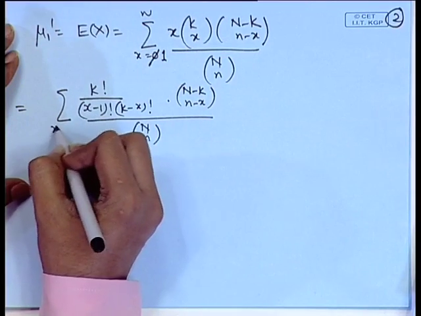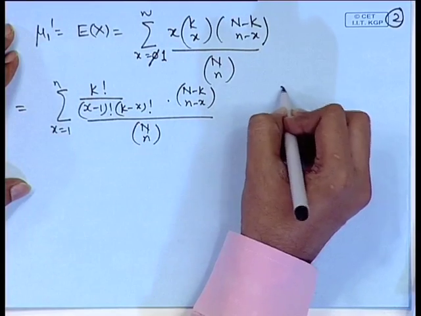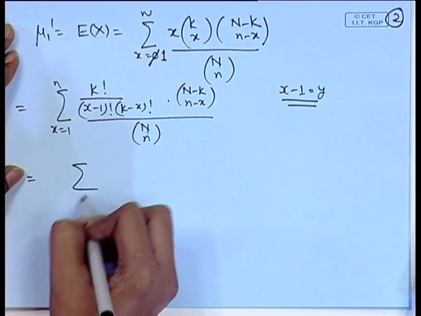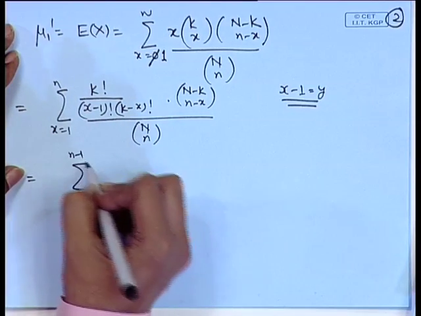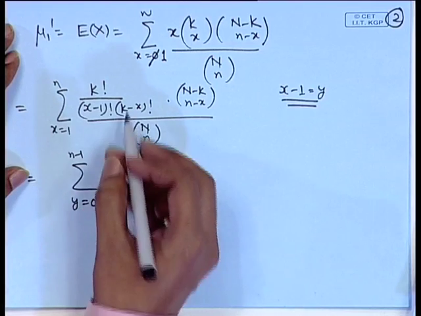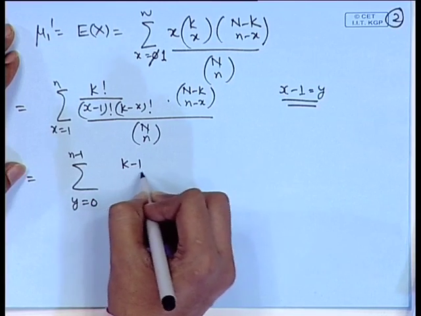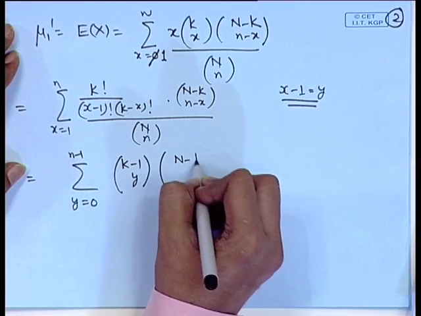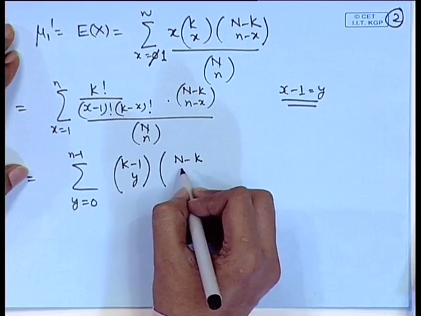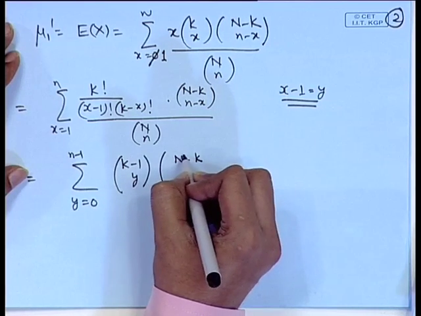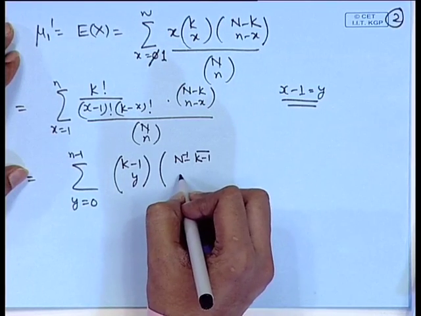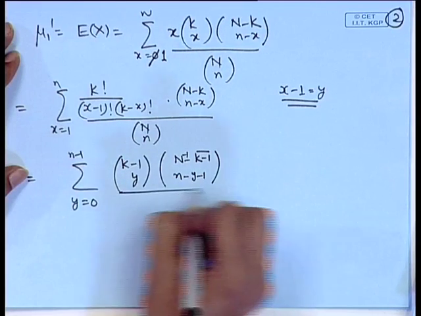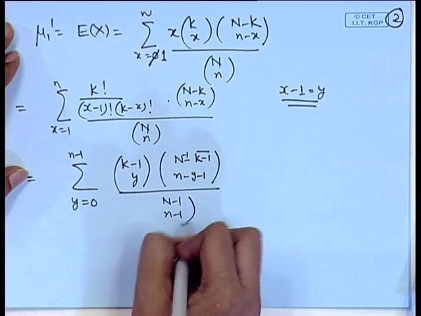Now, in order to adjust the terms, we may put x minus 1 equal to say y. So, this becomes sigma y equal to 0 to n minus 1. Now, accordingly all other terms have to be adjusted. Therefore, we can write it as (k minus 1) C y, (N minus k) C (n minus y minus 1), so we can write it as (N minus 1 minus (k minus 1)) divided by (n minus y minus 1), divided by (N minus 1) C (n minus 1).